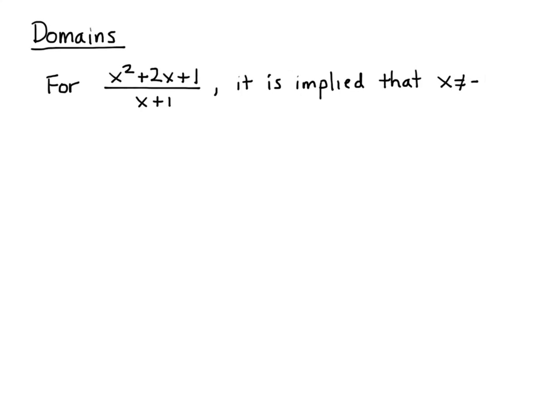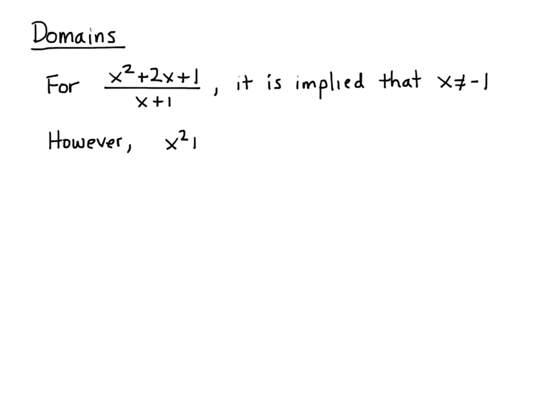Now, when you have x squared plus 2x plus 1, it's implied that x can't be negative 1, right? If I look at this expression and I say, what's the domain? I can easily say, yeah, x can't be negative 1. So that's what's called an implied domain restriction, when the expression itself will tell you what the domain is, or what the domain restriction is.